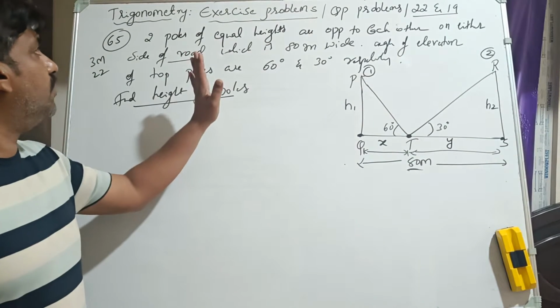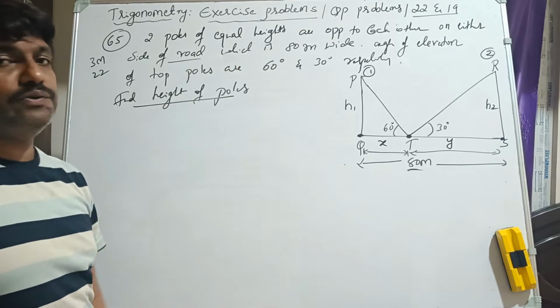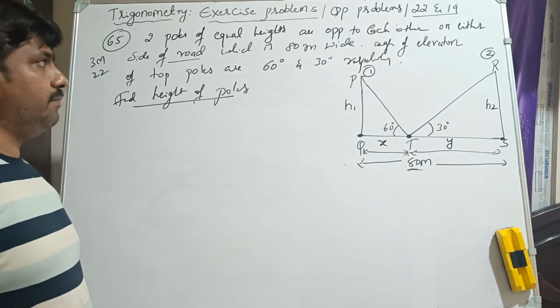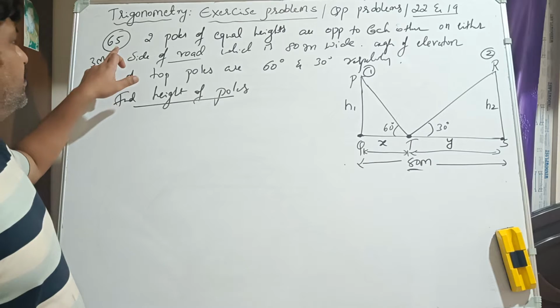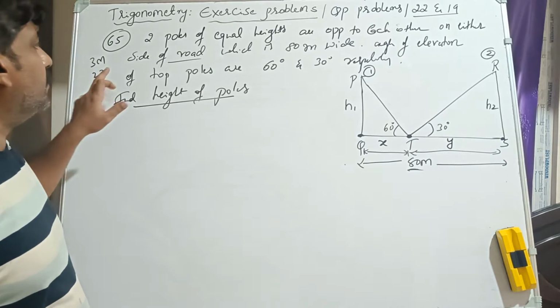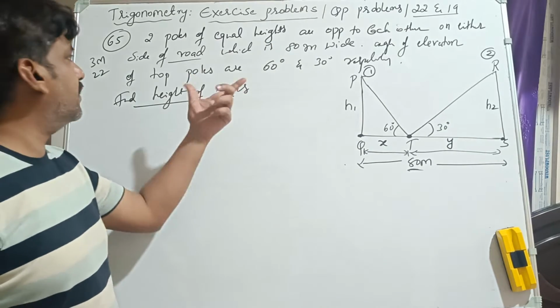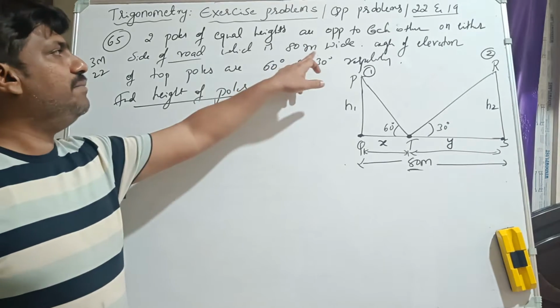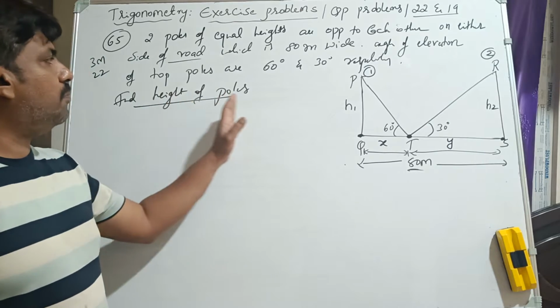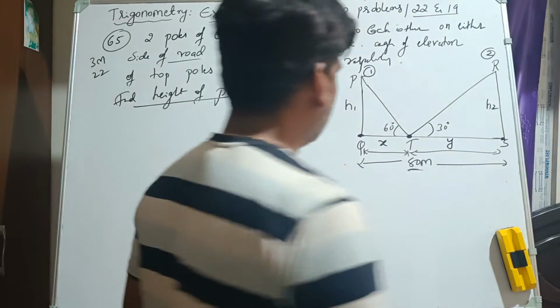So in this video, we will solve the trigonometric exercise problems as well as the question paper problems of the 2022 and 2019 papers. So this question, question 65, was asked for 3 marks in 2022. The question is: two poles of equal heights are opposite to each other on either side of a road, which is 80 meters wide. The angles of elevation of the tops of the poles are 60 and 30 degrees respectively. Find the height of the poles. And this diagram is also given.